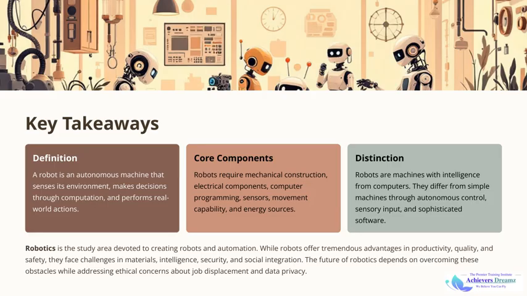Next, let's clarify the distinction. Robots are more than just machines. They have a level of intelligence derived from computers. Unlike simple machines, they feature autonomous control, sensory input, and complex software that allows them to make decisions on their own. This intelligence is what sets them apart and makes them truly robots in the modern sense.